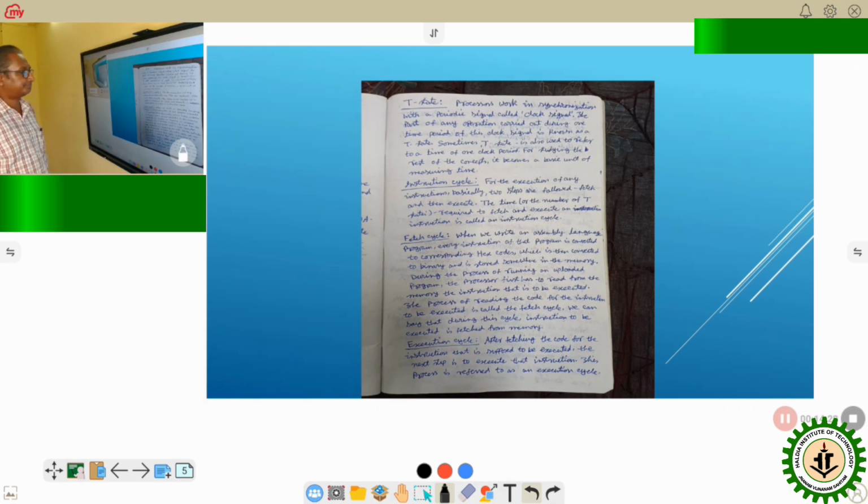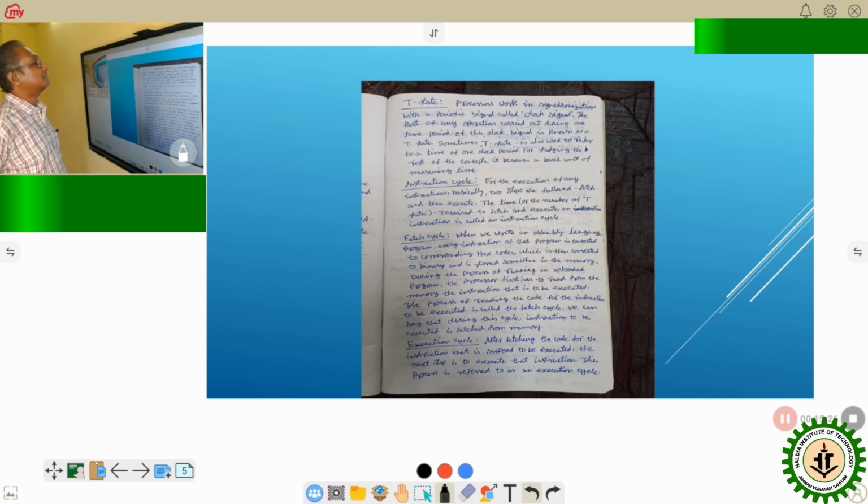Now there are some definitions which we use. First is T-state. What is T-state? Processors work in synchronization with a periodic signal called the clock signal. A microprocessor is a digital clock driven device. That is, it has some internal clock in it, which is totally connected with the frequency of that processor. The T is actually the time period.